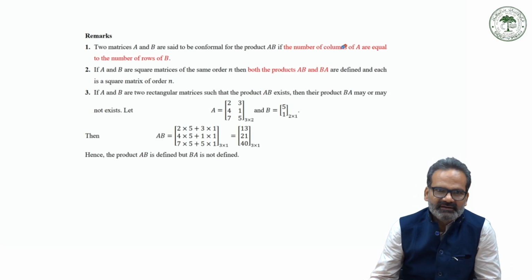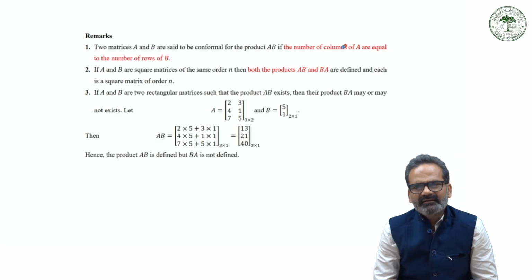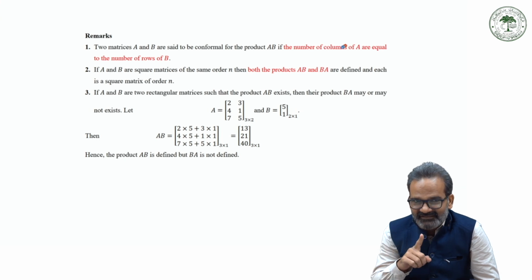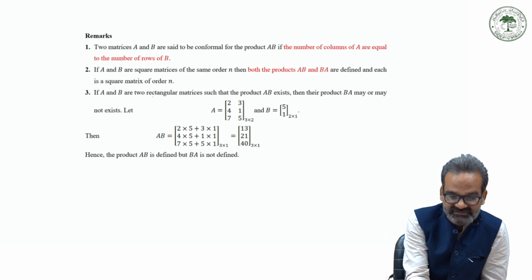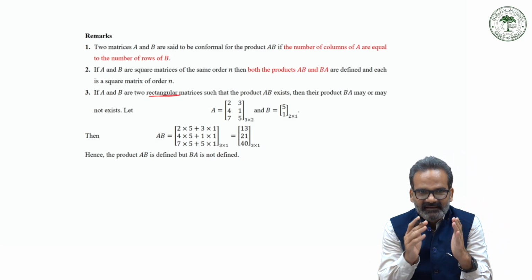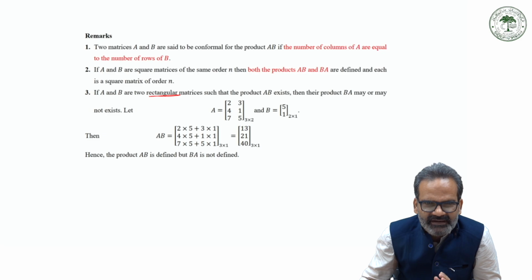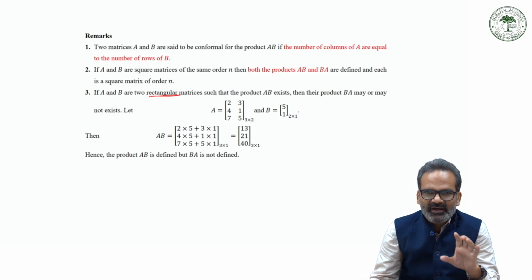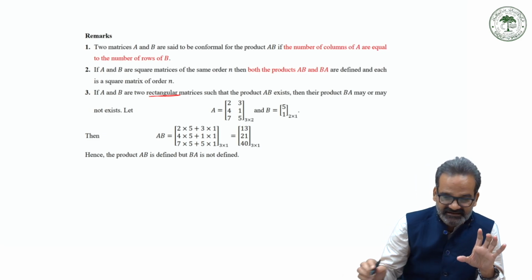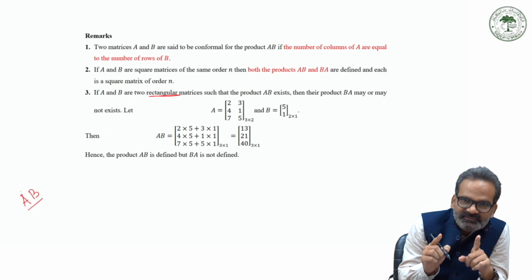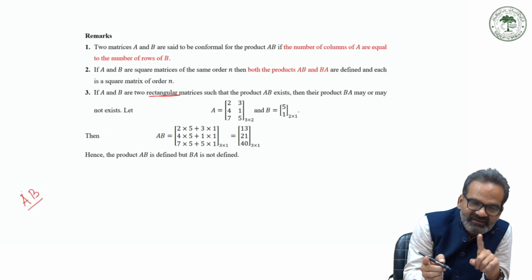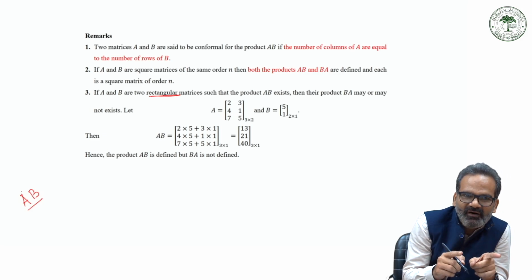Remark 3 is what? If A and B are two rectangular matrices, look here, we are using the word rectangular, and in remark 2 we used the word square. This is the difference, right? If A and B are any two rectangular matrices such that the product AB exists, see, product AB will exist when columns of A are equal to rows of B.